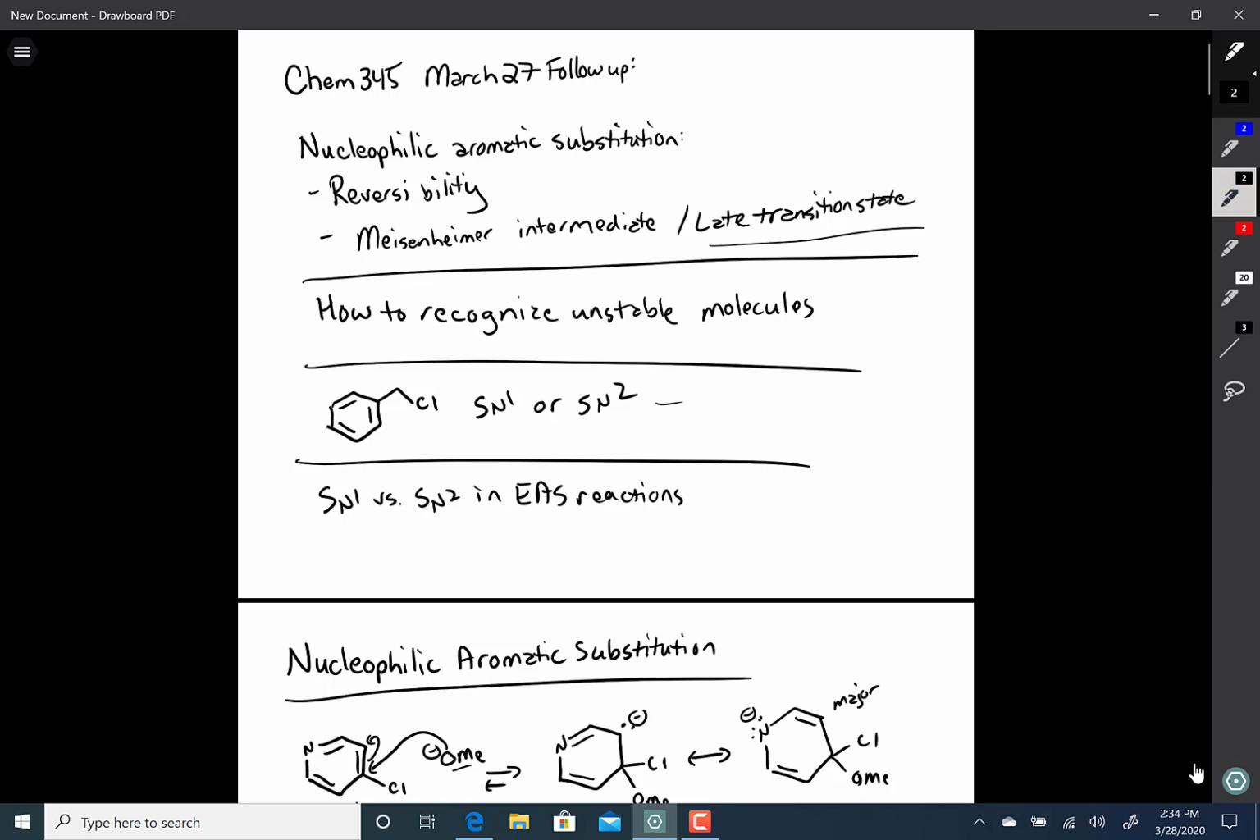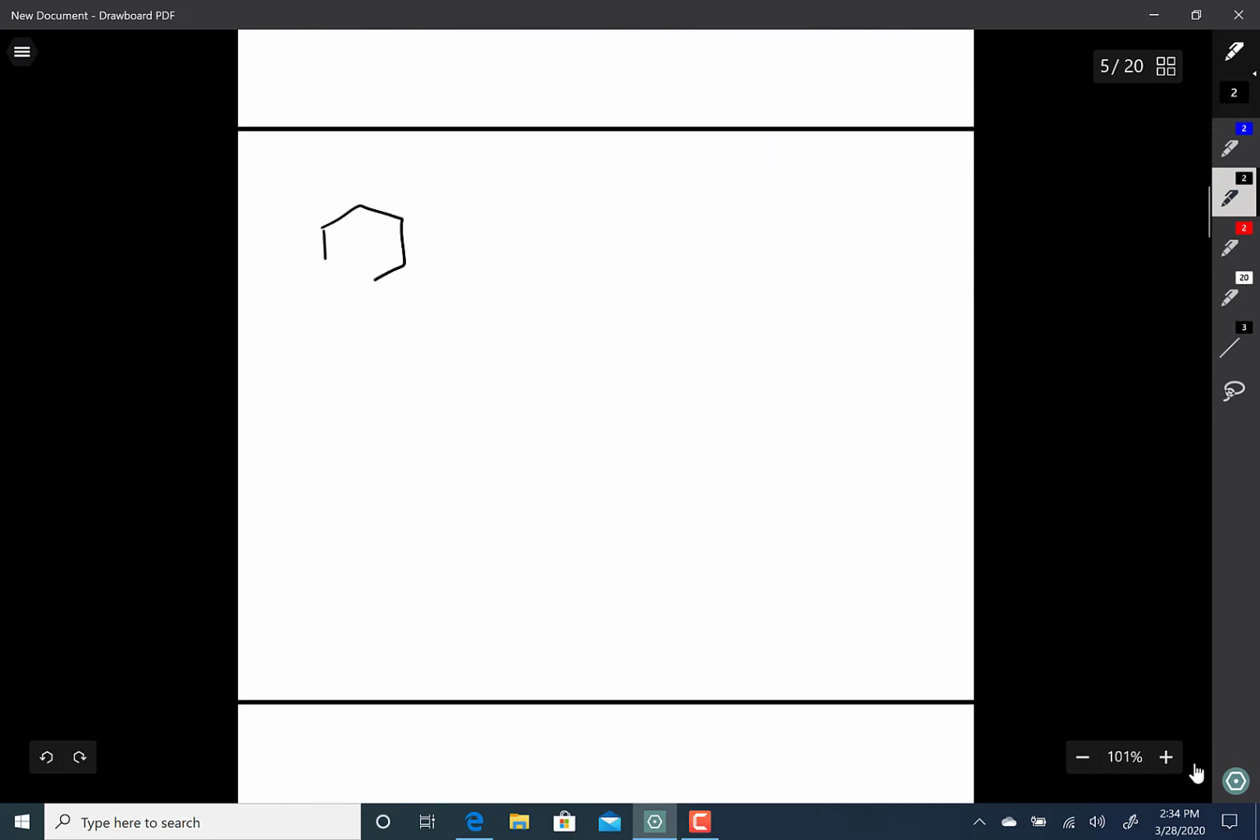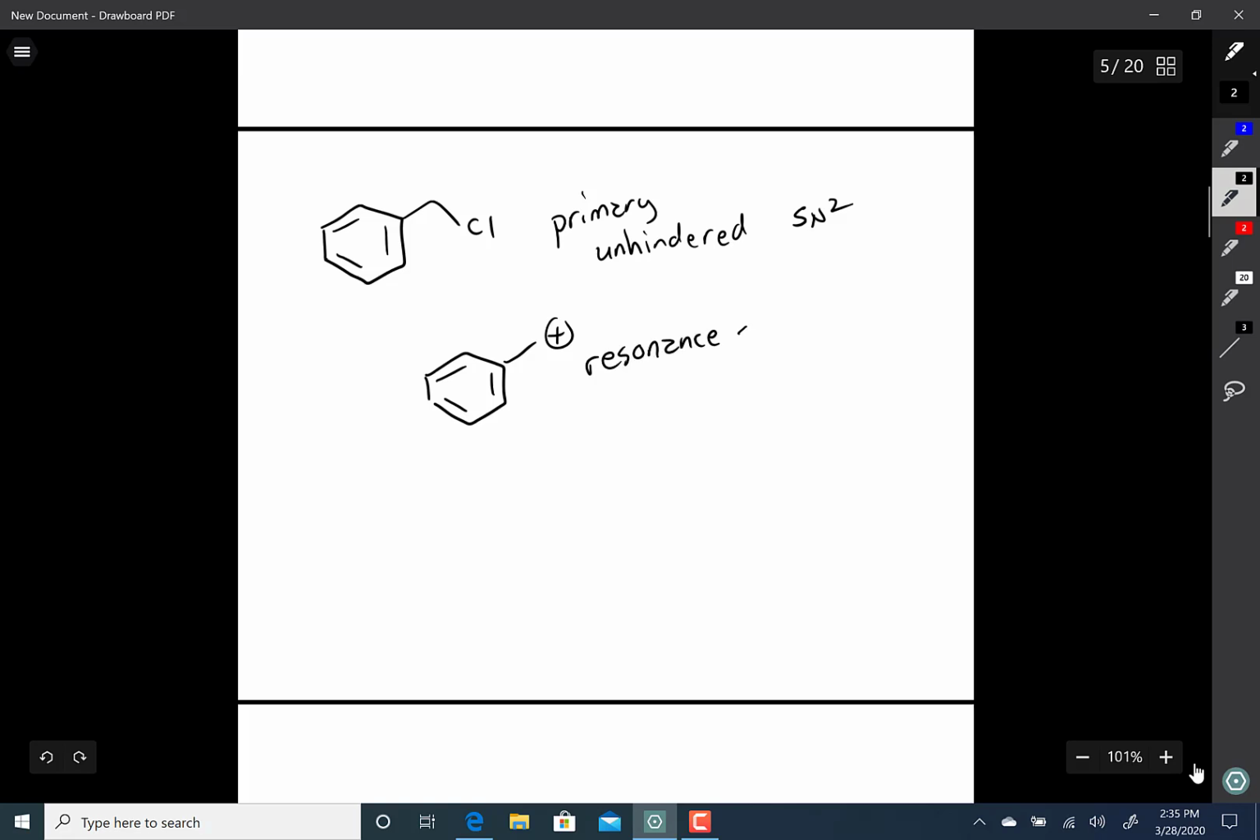Okay, benzyl chloride. How do you know if that's going to do an SN1 reaction or an SN2 reaction? Well, benzyl chloride can do either one, mainly because it's primary, unhindered, so that seems to favor SN2. But if that chlorine were to leave, you can form a resonance stabilized carbocation. So that seems to imply SN1. So how do you know if you're looking at an SN1 or an SN2? Well, it really depends on your nucleophile.